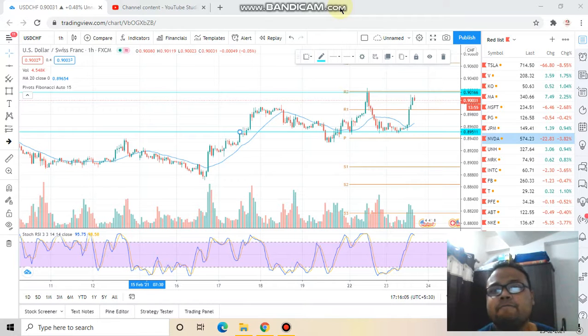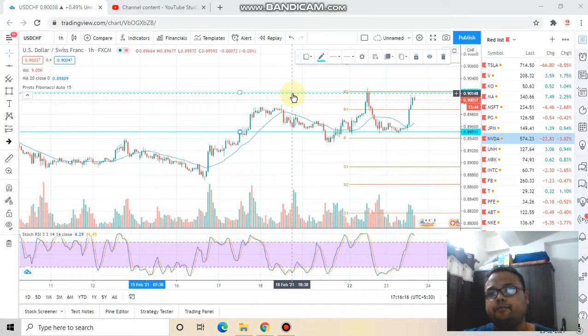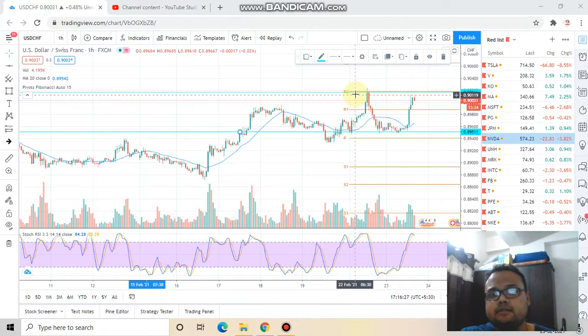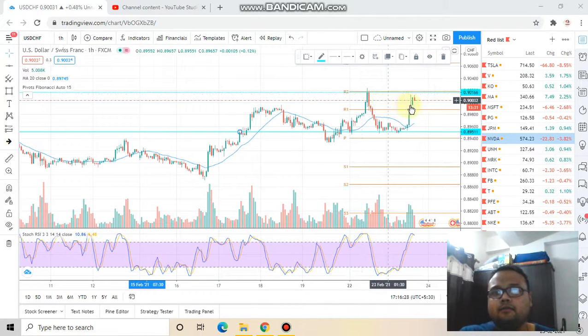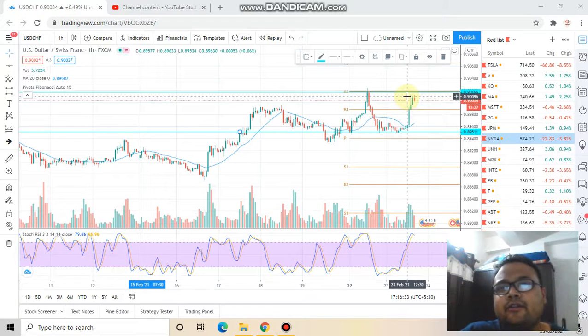We can see that right now the market is trading at 0.9003, and you can see on the screen that I have marked the two important levels for the day. The first level is 0.8951 and the second level is 0.9016. This is the support and this is the resistance. Right now it almost reached this resistance and it is coming down.